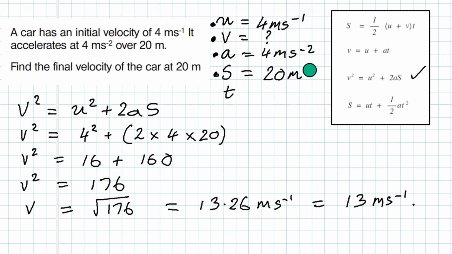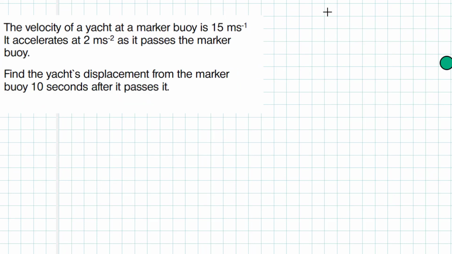Let's take a look at our second motion problem. The velocity of a yacht at a marker buoy is 15 meters per second. It accelerates at 2 meters per second every second as it passes the marker buoy. Find the yacht's displacement from the marker buoy 10 seconds after it passes it.